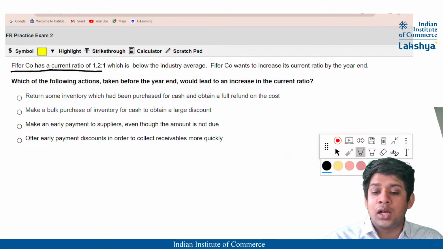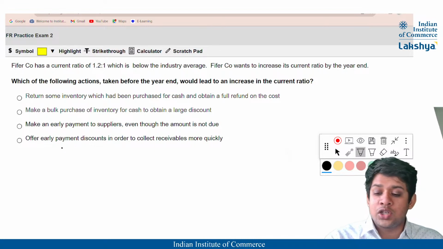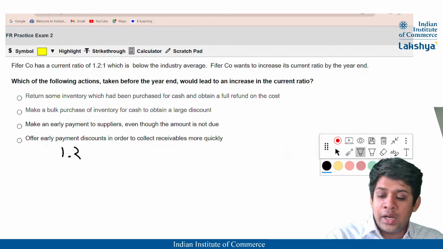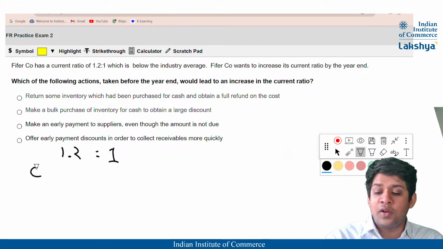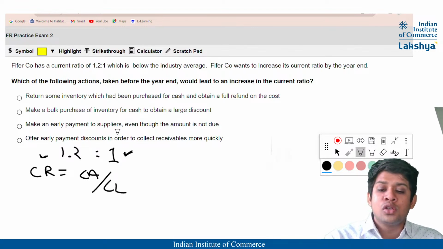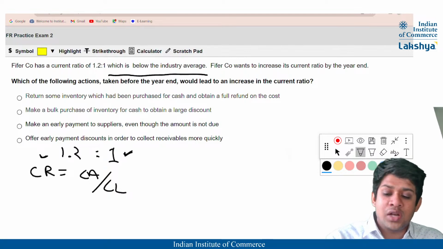Pfeffer company has a current ratio of 1.2 to 1. The current ratio is 1.2. What is the formula for current ratio? It is current assets divided by current liabilities, right? That means current assets are 1.2 for every $1 of current liabilities, which is below the industry average. That means this ratio is below the industry average.